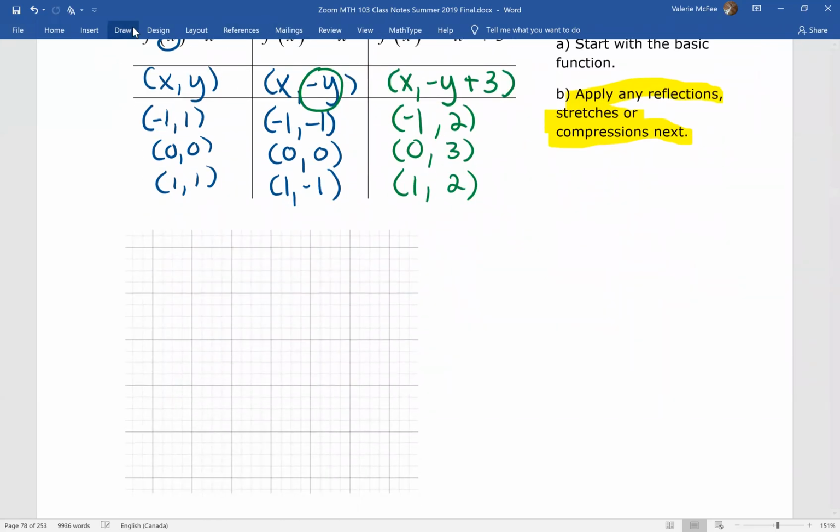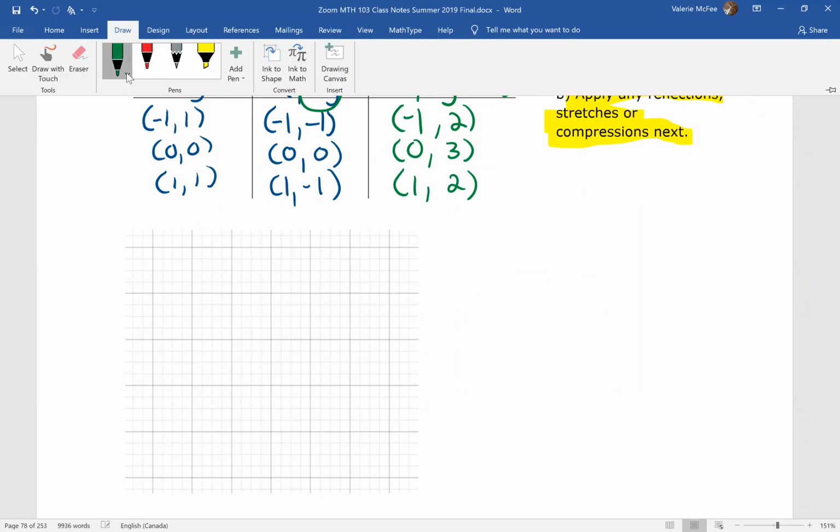So let's put in our x and our y axis. Make sure you label them.